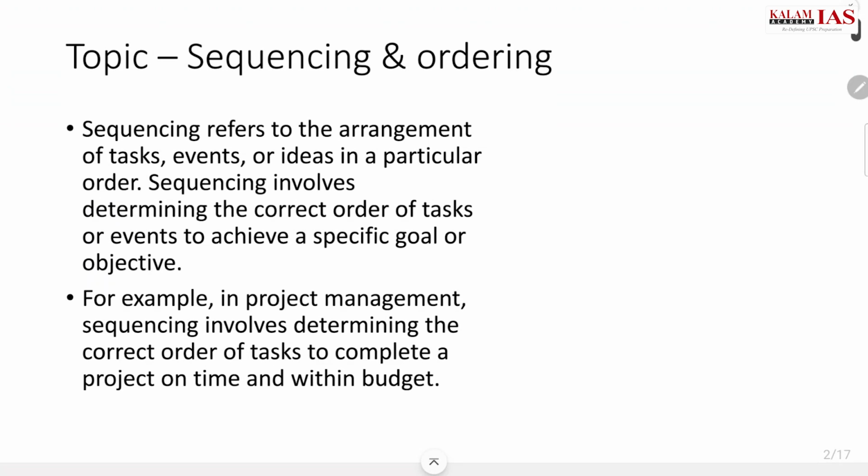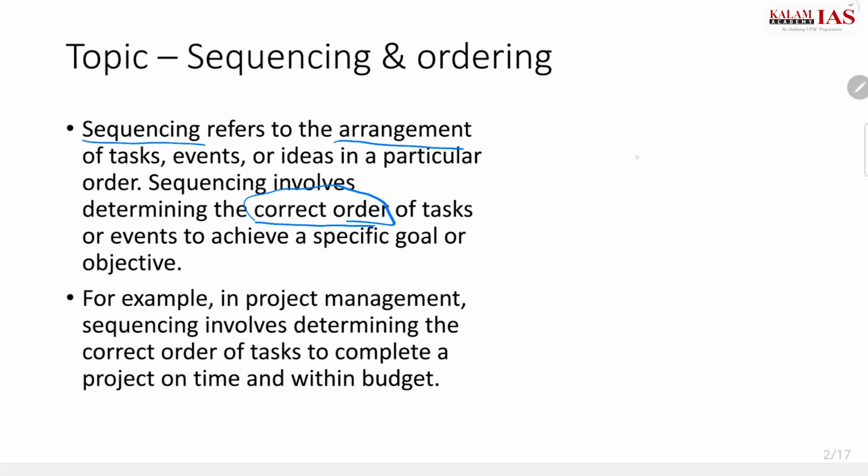First, as we discussed, sequence and ordering. We'll understand what these two terms mean, and then we'll try solving these questions. First thing is sequencing. It is basically the arrangement of tasks or events or ideas in a particular order, like in what sequence or arrangement a thing is happening. It involves determining the correct order of tasks or events to achieve a specific goal or objective. So we have to see what comes first, then second, then third, in order to get a correct order of tasks, which is very important.